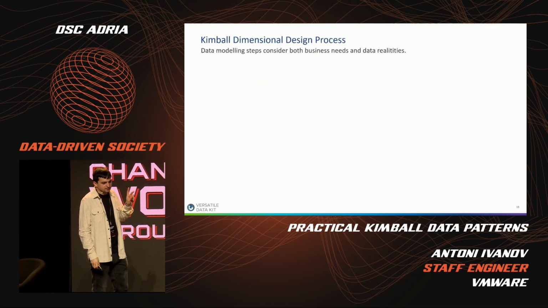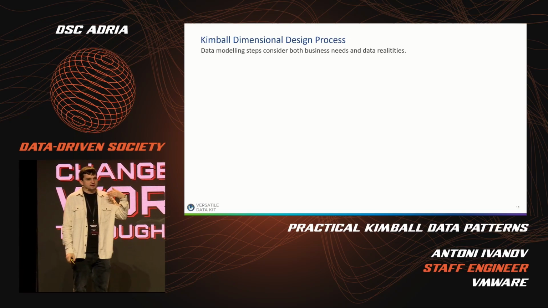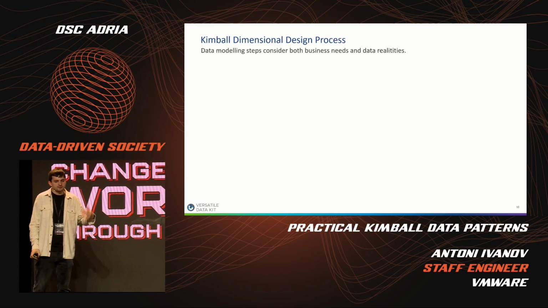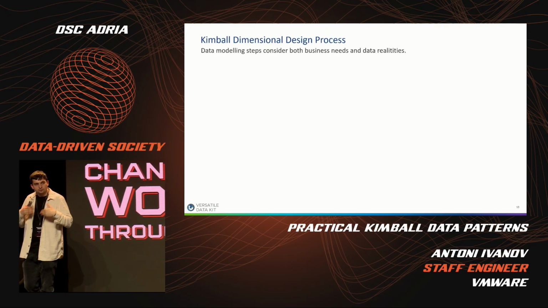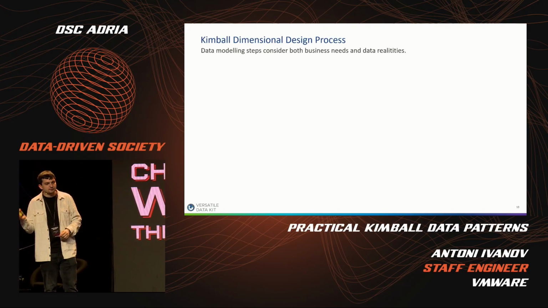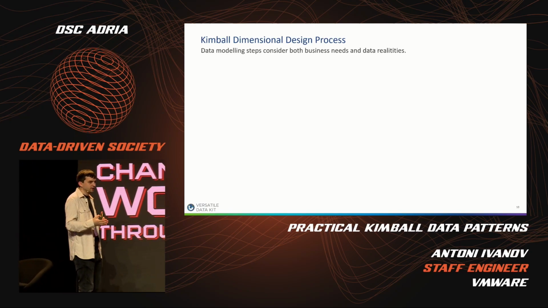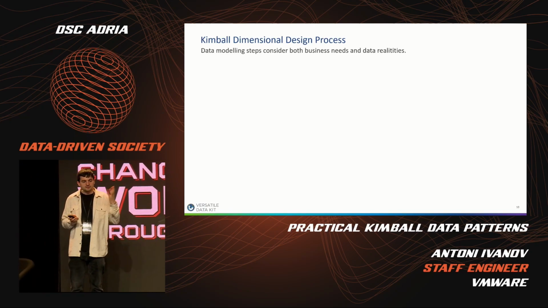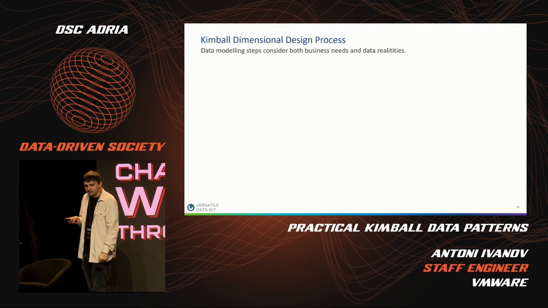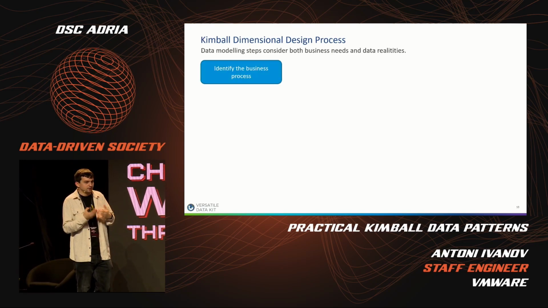The second thing is the Kimball design process. This is how you approach the data modeling steps, which we consider about the business and the data realities that you want to use when you're thinking about how to model your data and how to cleanly prepare it. It consists of 4 steps. The first thing, you need to really identify the business process.